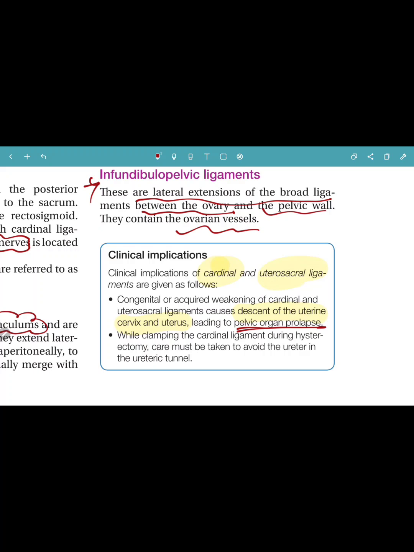While clamping the cardinal ligament during, say, hysterectomy, care must be taken to avoid the ureter in the ureteric canal. Because the cardinal ligament contains the ureter in the ureteric canal, care must be taken to avoid injury to the ureter during clamping of the cardinal ligament during hysterectomy.